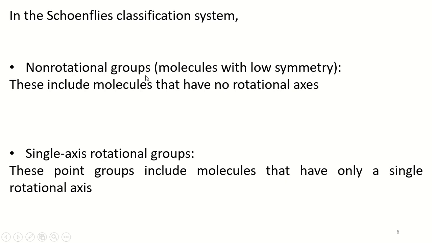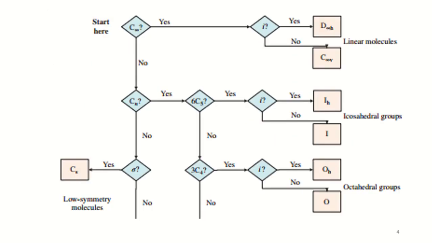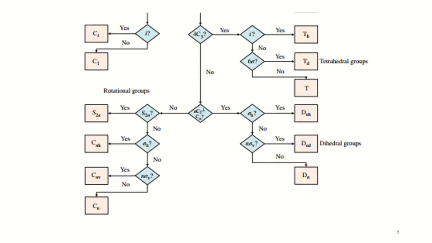The non-rotational groups are actually of three types. These are low symmetry point groups. The first one is C1. C1 is no symmetry elements other than identity. So if there are no symmetry elements, only identity exists, then the point group should be C1. If only identity and an inversion center exist, then the point group should be Ci.